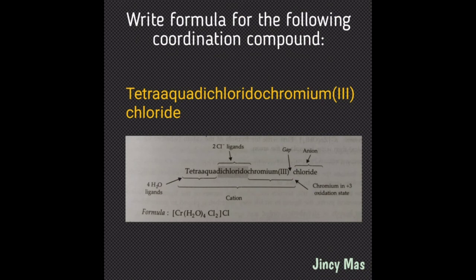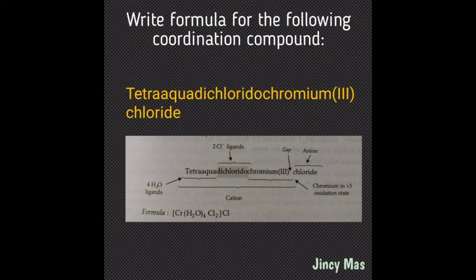Let's discuss yet another example to make writing formula more easy for you. Write formula for the following coordination compound: tetraaquadichloridochromium(III) chloride. So you can sort out first which should be listed. Central metal atom or ion should be listed first. Here we have only one d block element, that is chromium. So that is the central metal atom.